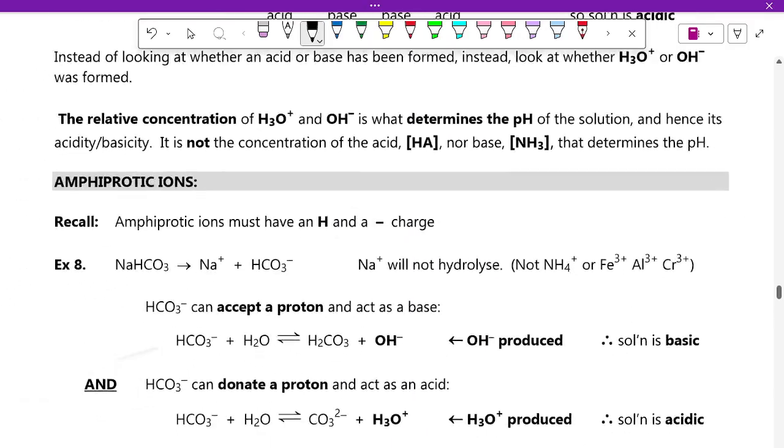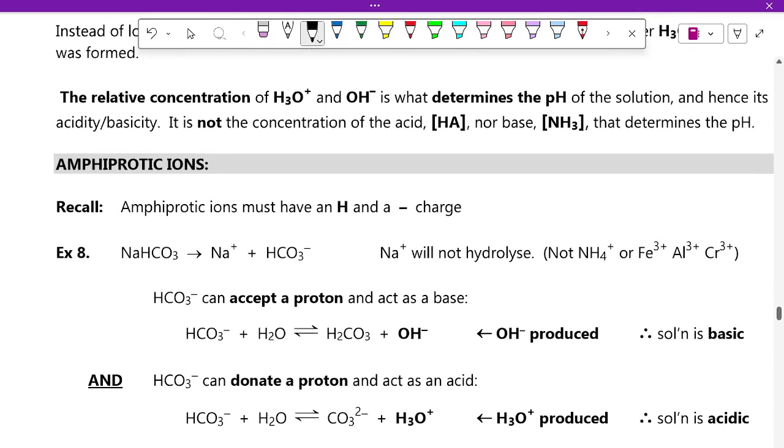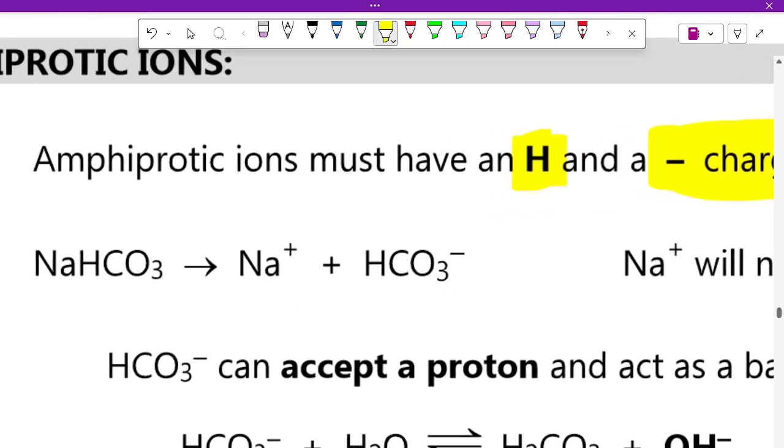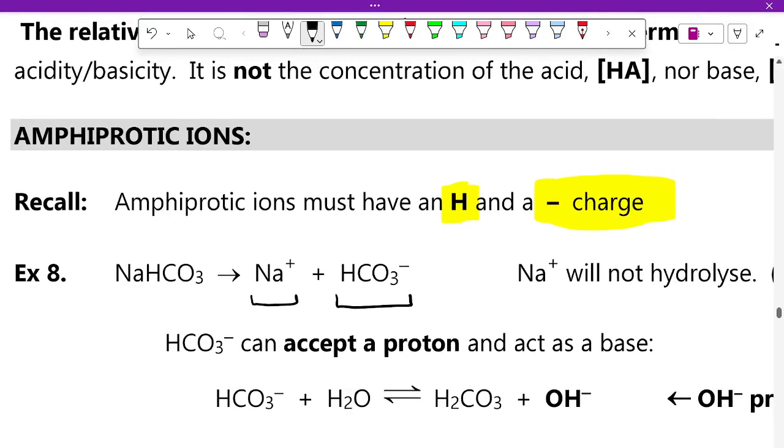Okay, amphiprotic ions. Amphiprotic ions must have an H and a negative charge. So if we take our NaHCO3, it dissociates into Na plus and HCO3 minus. Na does not hydrolyze, we know that by now. And HCO3 minus could donate a proton, and it can accept a proton.